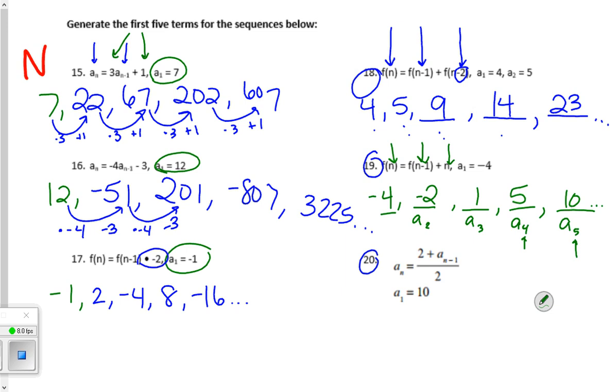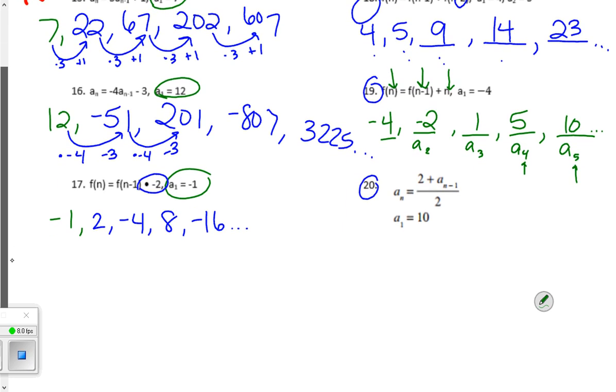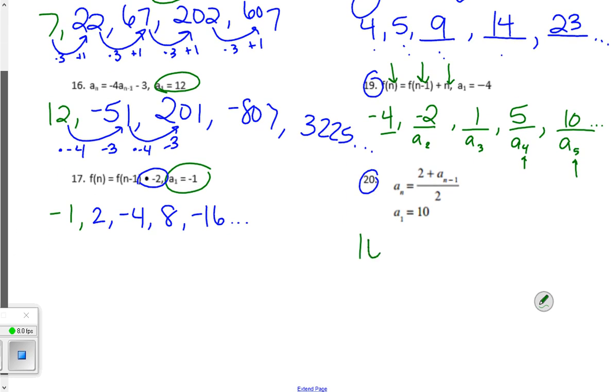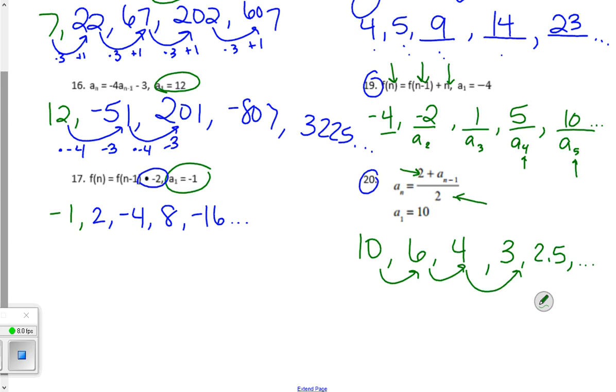Okay? Number 20, last one. They've got a fraction here, but they still give you the first number as 10. And they say in order to find the next number, you add 2 to the previous number and then divide by 2. So I'm going to add 2 here and I get 12, but then divided by 2 is 6. Then go to the next number, I'm going to add 2, which is 8, divide by 2, which is 4. Then I'm going to add 2, which is 6, divide by 2, I get 3. Am I doing this right? Yep. Add 2 and I get 5, and then I divide by 2 and I get 2.5, etc., etc. Okay? Again, those are just kind of challenge questions.